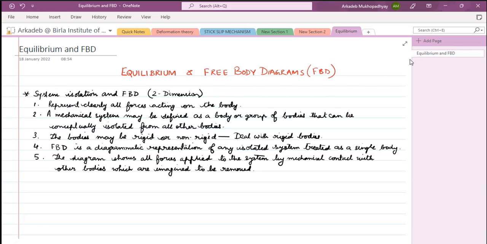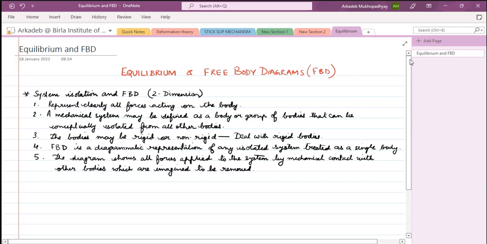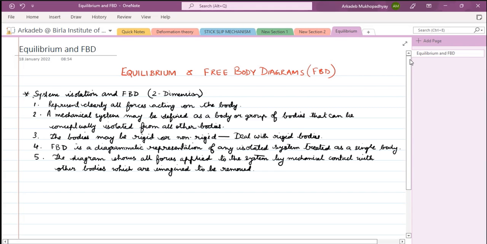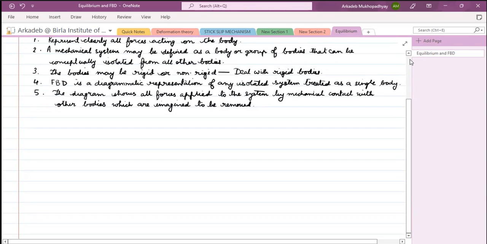Say we have 3 to 4 bodies in contact with each other. The analysis that we are doing for a particular body, we will be considering that the other bodies are removed. Okay. So keeping all these points in mind, now let us see some important aspects of the free body diagram, right?